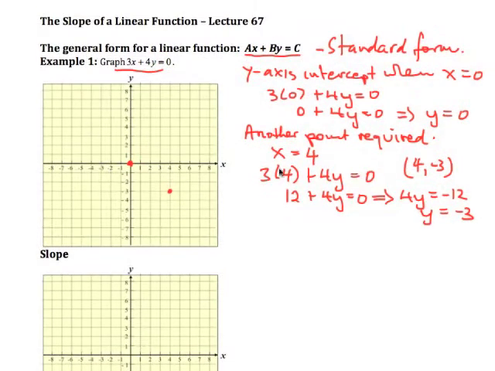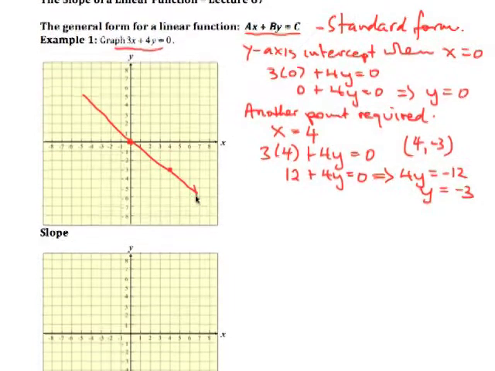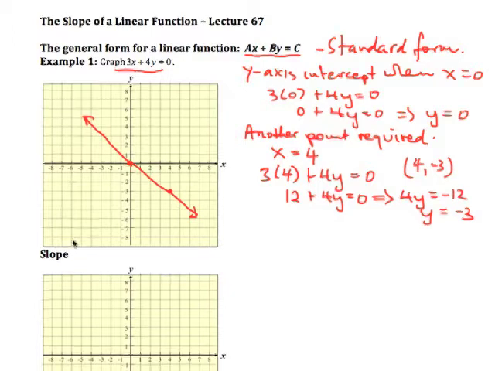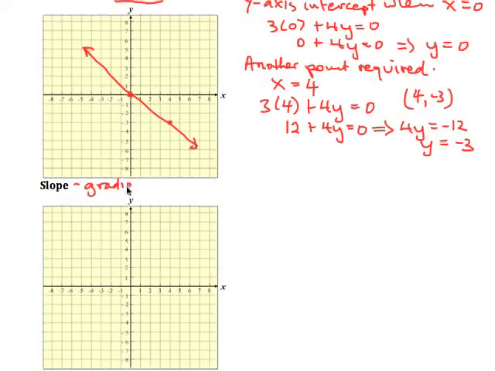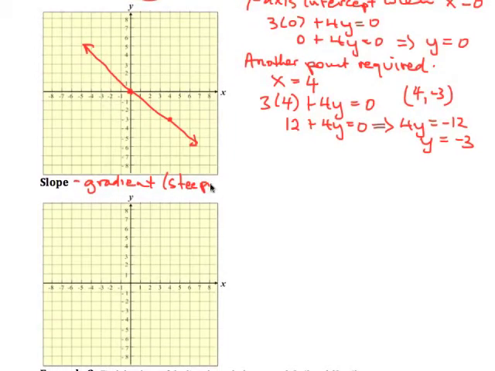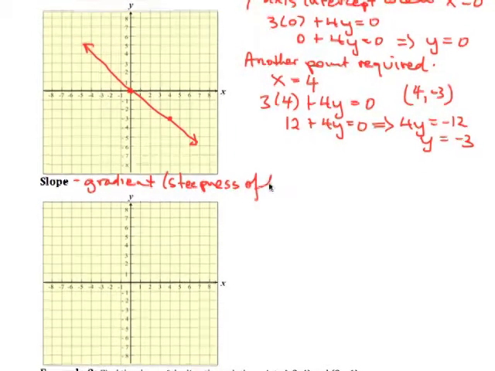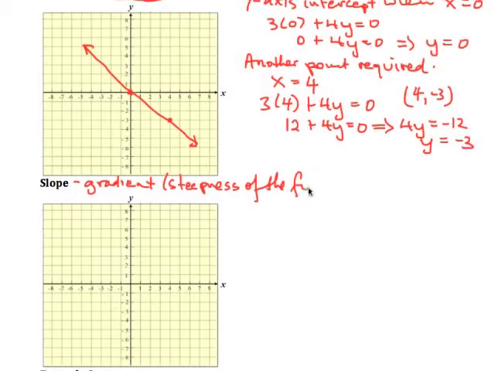And it doesn't hurt to check another point, just to be sure that you're right. So there's our graph of this particular linear function. Next thing I want to talk about is the slope. Sometimes it's called the gradient. It has to do with the steepness of the function, in this case a linear function.